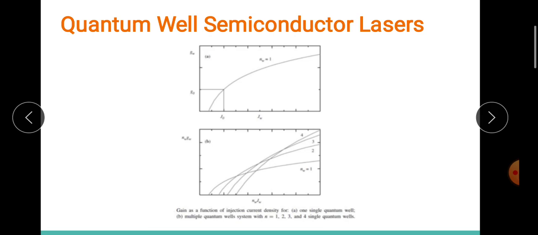That's it. So in this session, we have discussed two kinds of lasers, heterostructure and quantum well semiconductor lasers. We have seen the difference between them with respect to the conventional ones, their operation, and their common structures. So that's what we have discussed in this session.